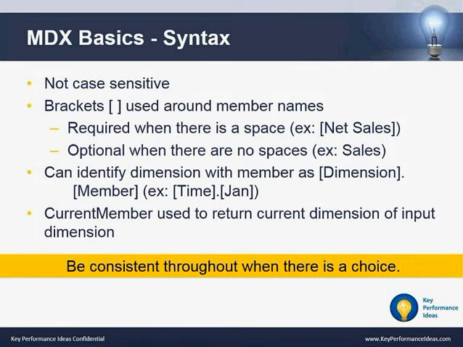You can identify your member by stating your dimension dot your member, but that is optional. You also could just put your member name. So if you need to put your dimension to know which dimension a member applies to, then you certainly can do that. And then your current member is used to return a current member that you're doing the calculation on.